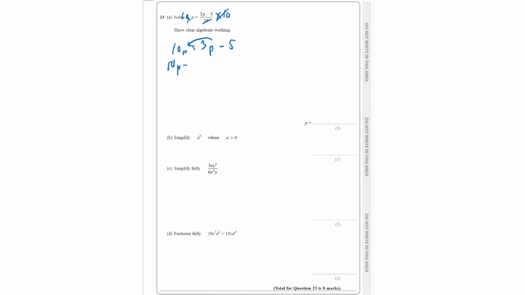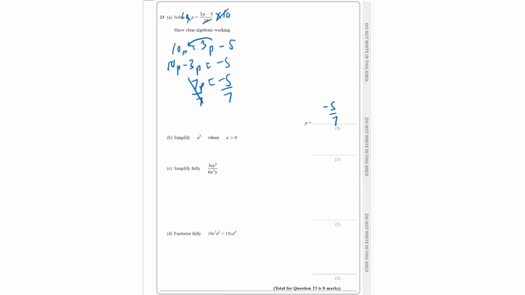So 10p minus 3p is equal to negative 5. 10p minus 3p is simply 7p, and this is equal to negative 5. We divide both sides by 7 to isolate p, and we get p is equal to negative 5 over 7.